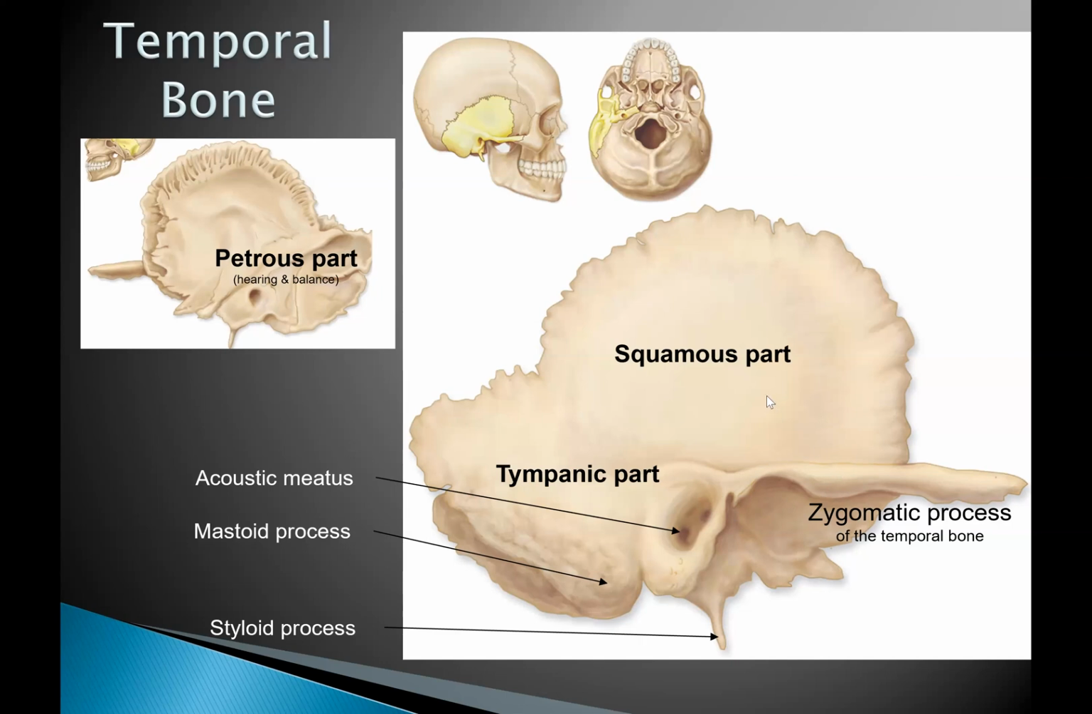This thing that sticks out is called the zygomatic process. And where does it live? It lives on the temporal bone. Professor, so that's not related to the zygomatic arch, right? That is related to the zygomatic arch. Yeah, very good question.